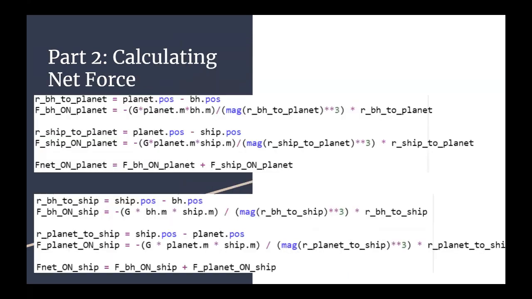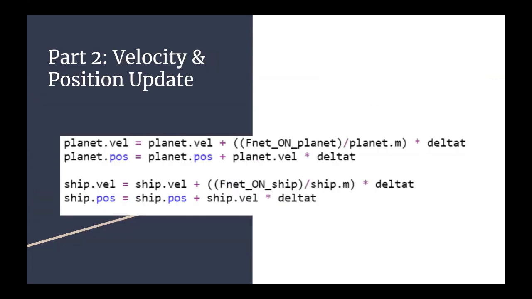All right, so first step is to calculate our net force acting on our planet, and then the net force acting on the ship. To do this, we've got to find the force acting on the planet due to the black hole and due to the ship. And then you add those two together, we get our force net on our planet, and we do the same thing for the ship. And then we've also got our velocity and position update formulas that we stick in. This is so that we can predict the motion of our planet as well as our ship.